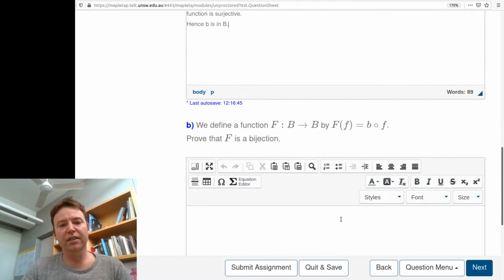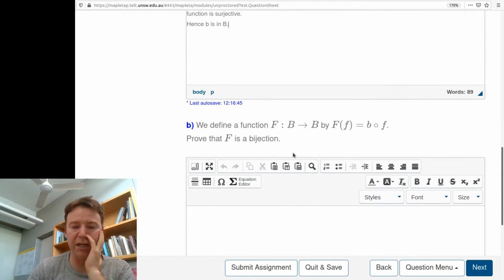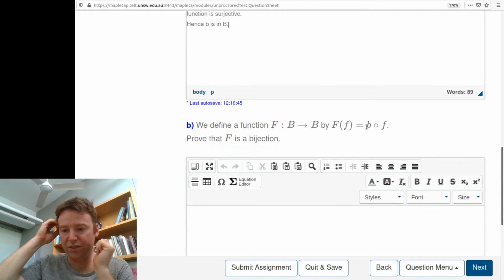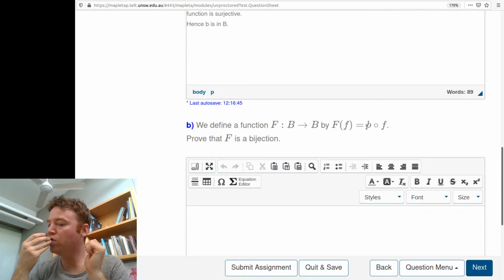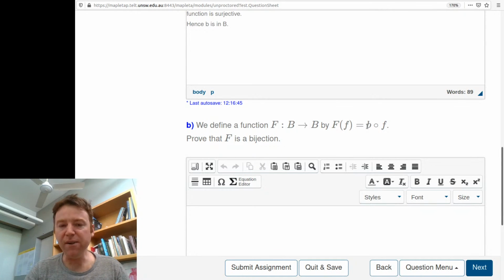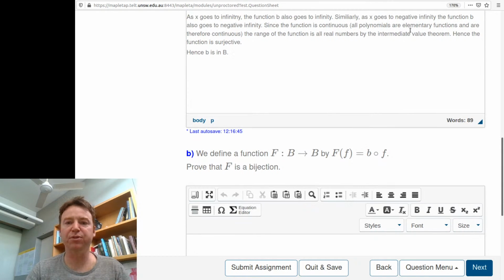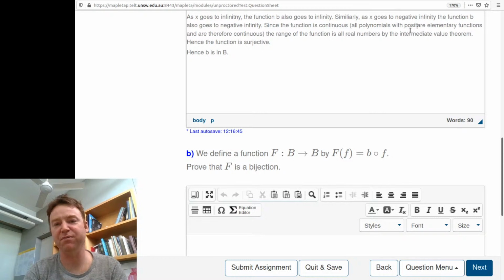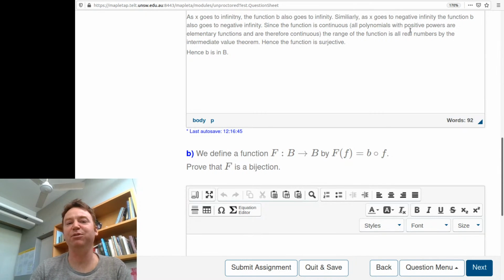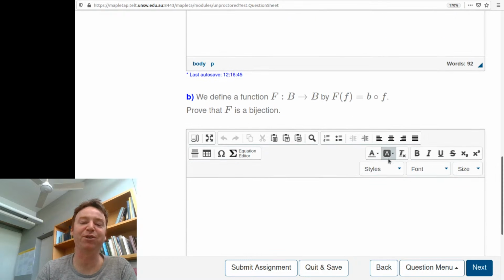Yay. Okay. Define the function capital F by function composition. So it goes from B to B, and it applies to a function and just invokes b on top of whatever f does. Is not continuous. Yep, that's right, Kai. A function like 1 on x is not continuous. All polynomials with positive powers are elementary functions and are therefore continuous. Thank you, Kai, keeping me honest.